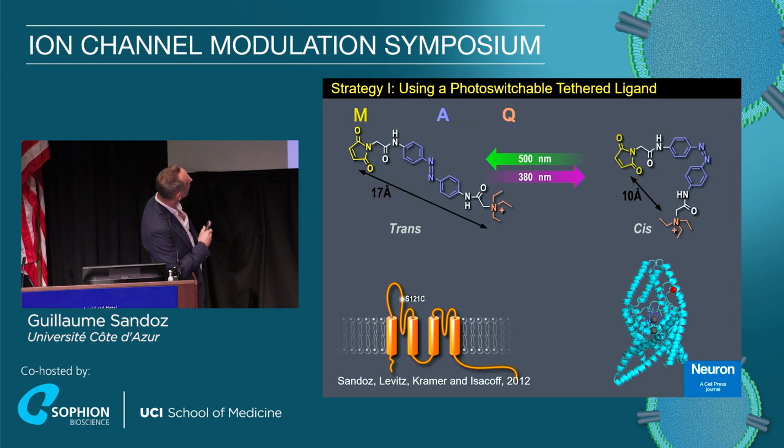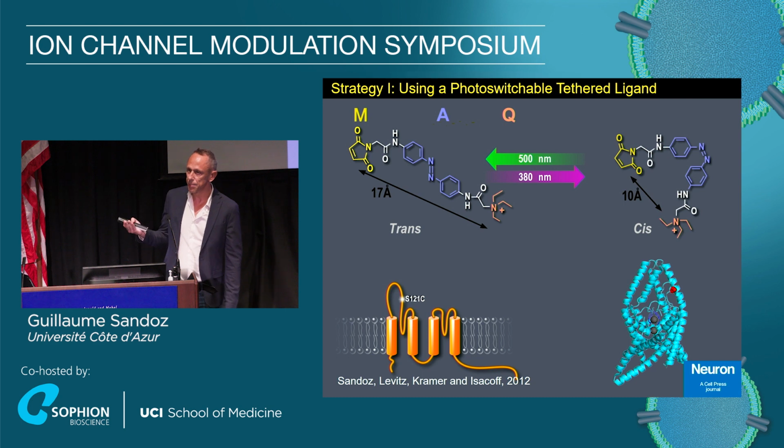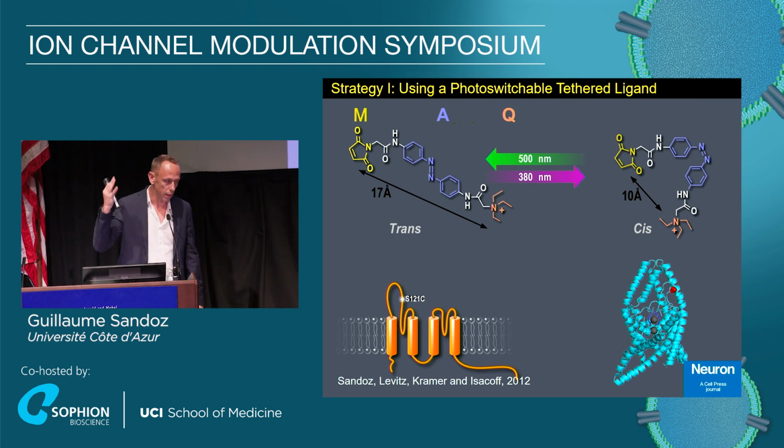MAQ is made of a maleimide function, which allows the molecule to be anchored covalently on an engineered cysteine, which has been placed in the vicinity of the pore of the channel. This is the potassium ion. This is the cysteine, which has been introduced. You have the azobenzene part, which will sense the light. The photon will hit this azobenzene part.